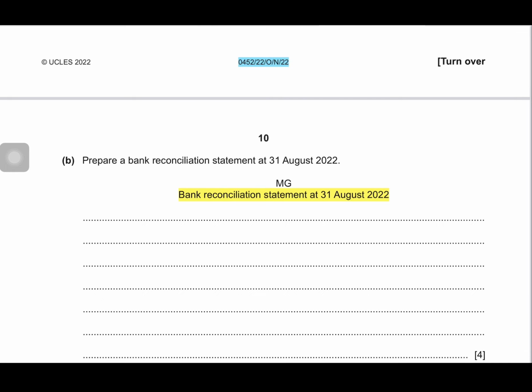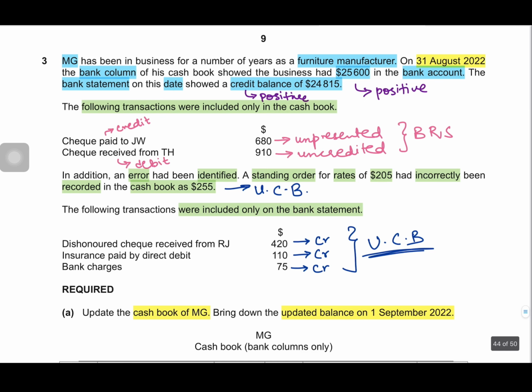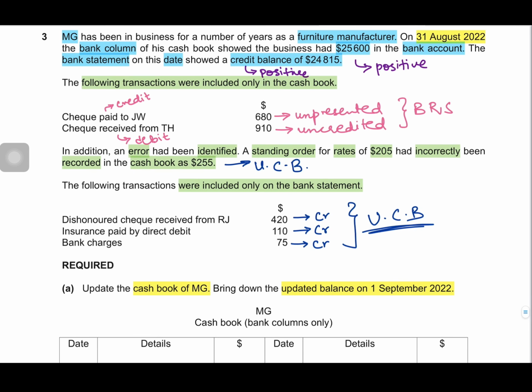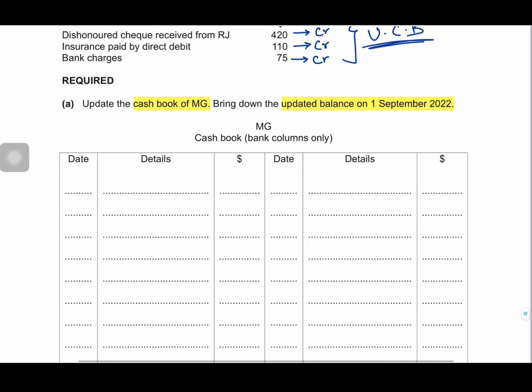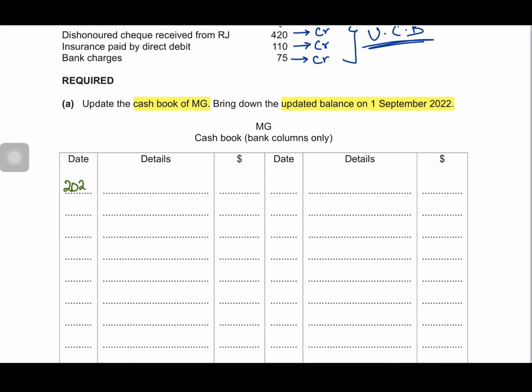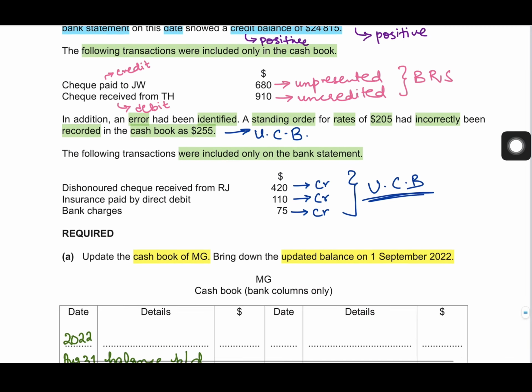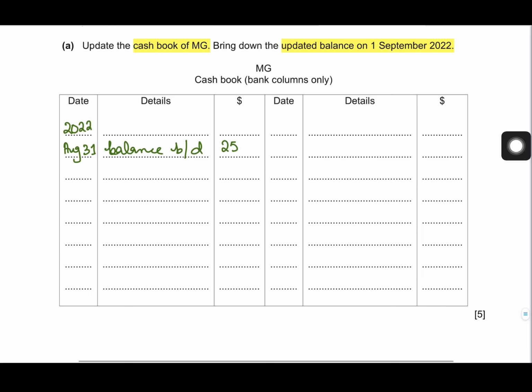So I have an idea, let's prepare the two simultaneously so that we save time and we can follow the same practice in exam as well. So in the updated cash book we know that the dates are August 2022, August 31st, and we always start with the balance brought down, which is given at the start, that is 25,600.